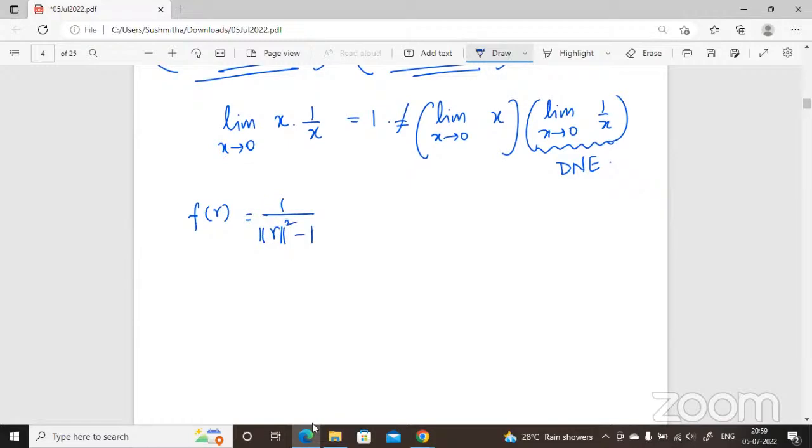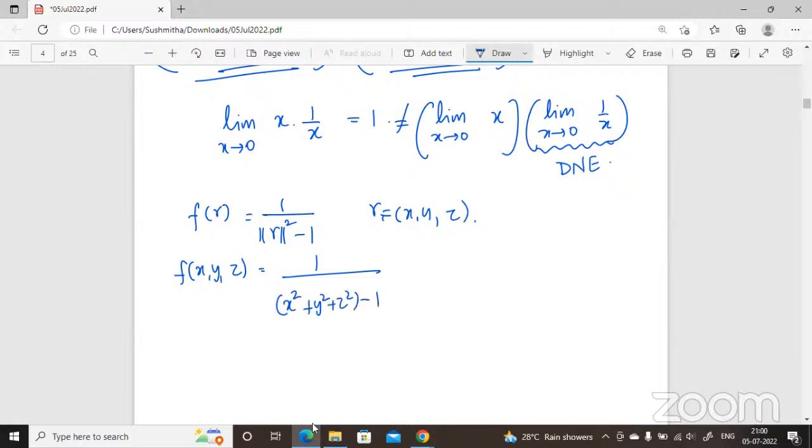Norm r squared minus 1, right? And the product r comma r is norm r squared, right? r is x comma y comma z. So basically f is a function of x comma y comma z, right? 1 by x squared plus y squared plus z.